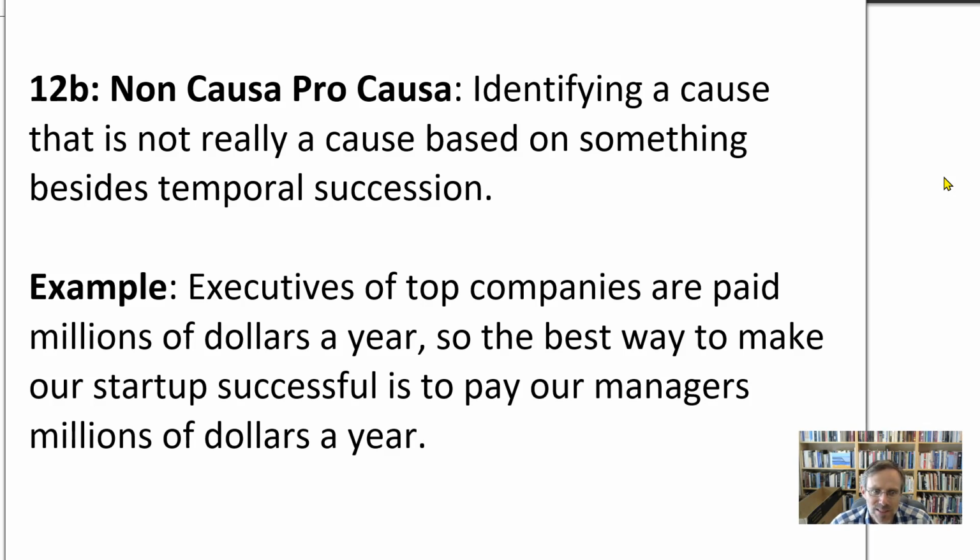Executives of top companies are paid millions of dollars a year, so the best way to make our startup successful is to pay our managers millions of dollars a year. Now, we don't have temporal succession in this case. We have two things going on at the same time. It's an example of false cause because really the temporal succession should be thought of in the opposite direction.